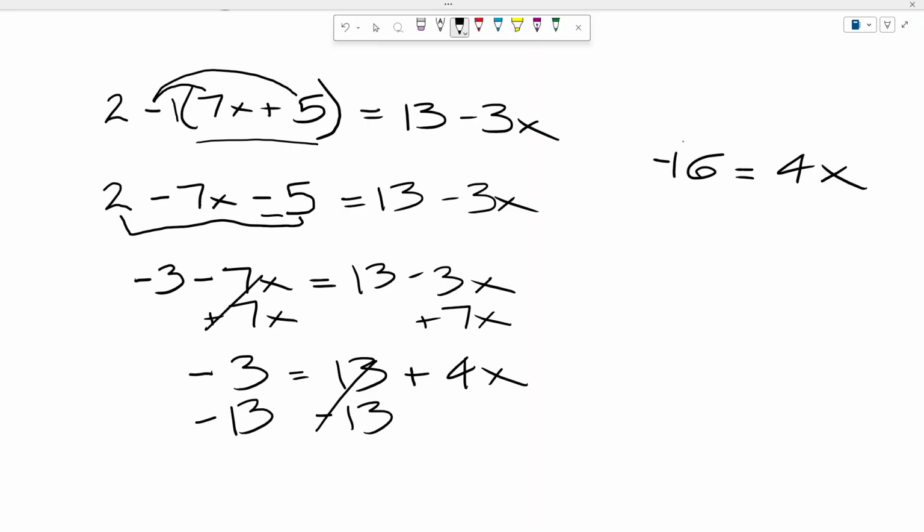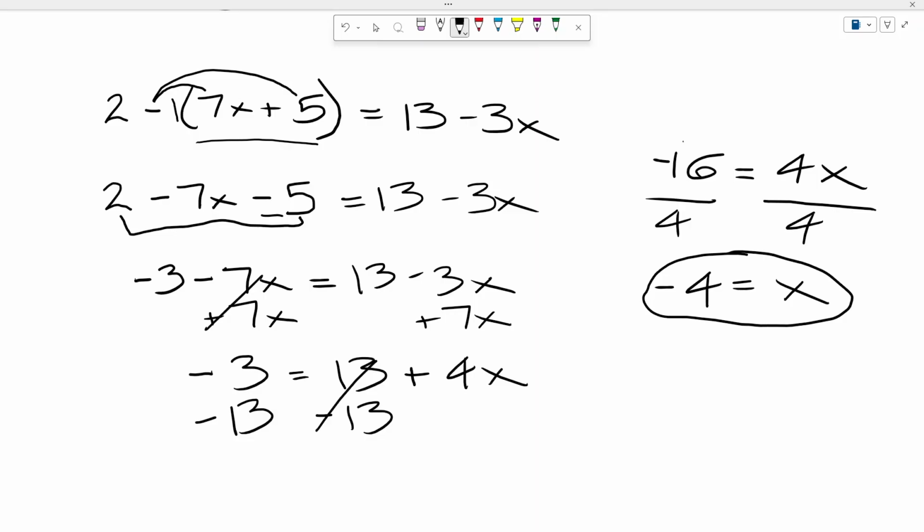And then we just have one more step left to isolate our x. If we divide by 4 on both sides, we have x equal to negative 16 divided by 4, which gives us negative 4 as our final answer. x equals negative 4.